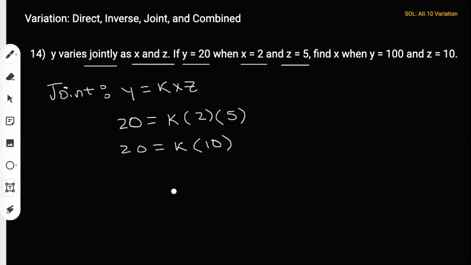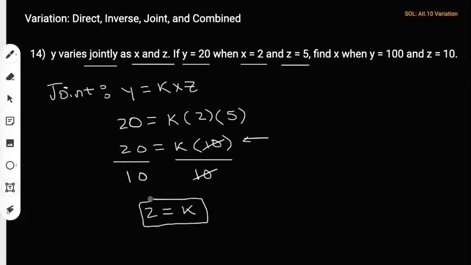So now I want to figure out how to get k by itself so I can figure out what the value of k is. Well, since I'm multiplying k by 10 right here, I'm going to divide both sides by 10 to get rid of that 10. But I need to make sure that I divide both sides by 10. That's going to cancel out the 10s on the right side, and it's going to leave me with a k. On the left side, I have 20 divided by 10. That's going to give us 2. So now I know what k is. K is equal to 2.